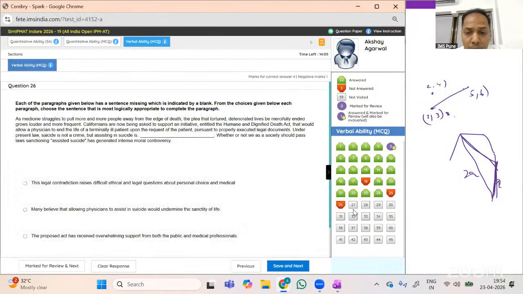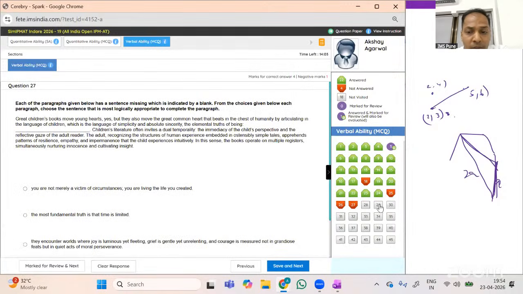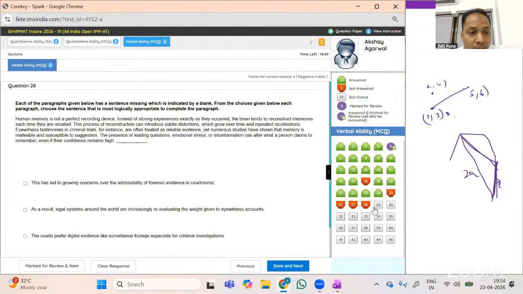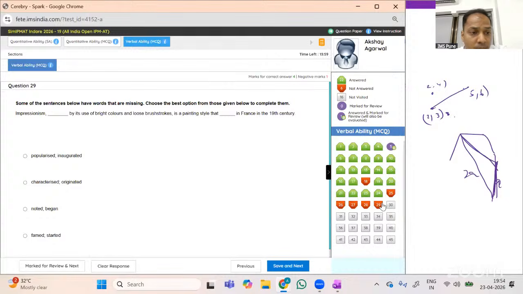I'm a little poor at para completion, so I'll come to it in the end. Impressionism, characterized by its use of bright colors and loose brushstrokes, the painting style. Characterized should be the word. Is a painting style that originated in France.